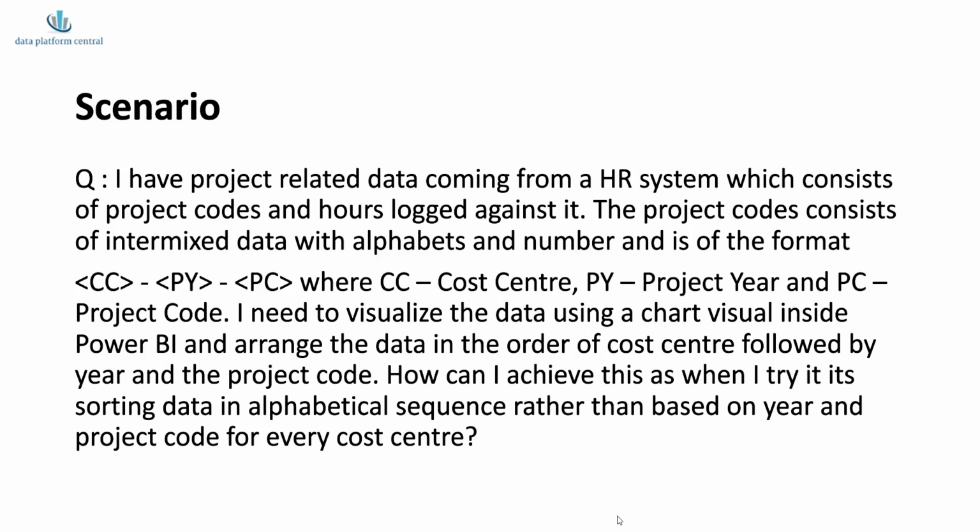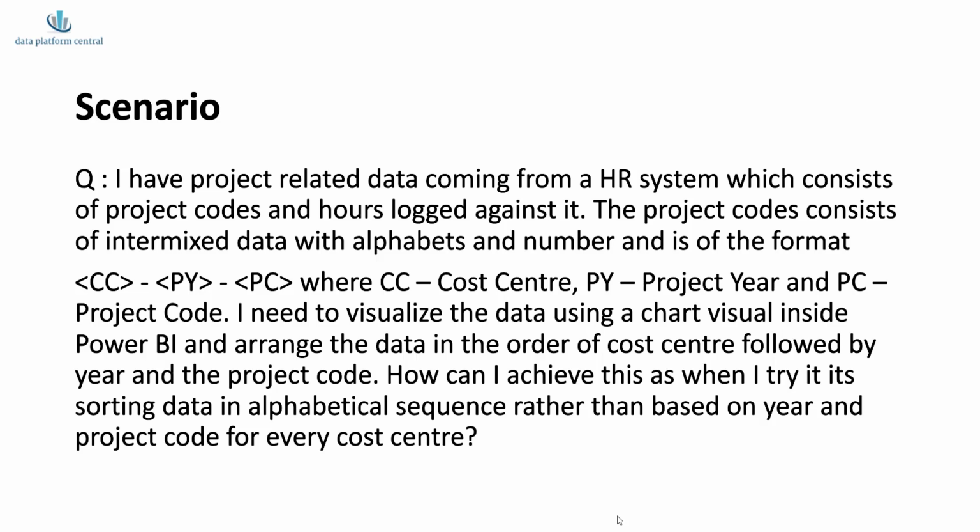As when I try it, it is sorting the data in alphabetical sequence rather than based on year and project code for every cost center. So the issue here is, if you see, the data is coming as intermixed data consisting of alphabets and numbers. So it starts with cost center, which is obviously alphabetical data consisting of the cost center code. Then there is the project year, which would definitely be a numerical value, and finally the project code, which can also be a numerical value.